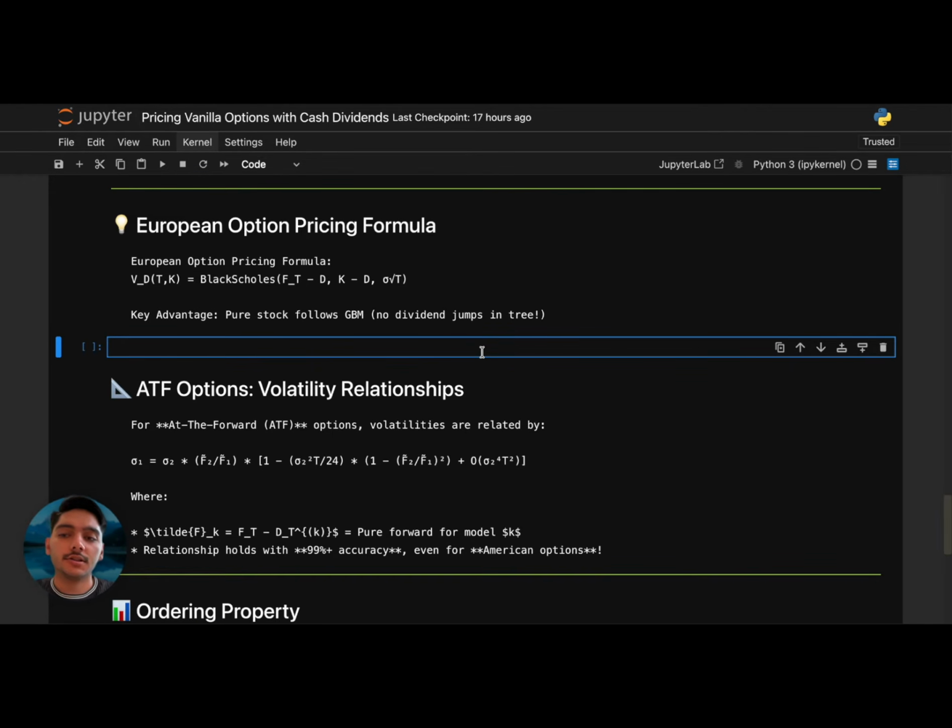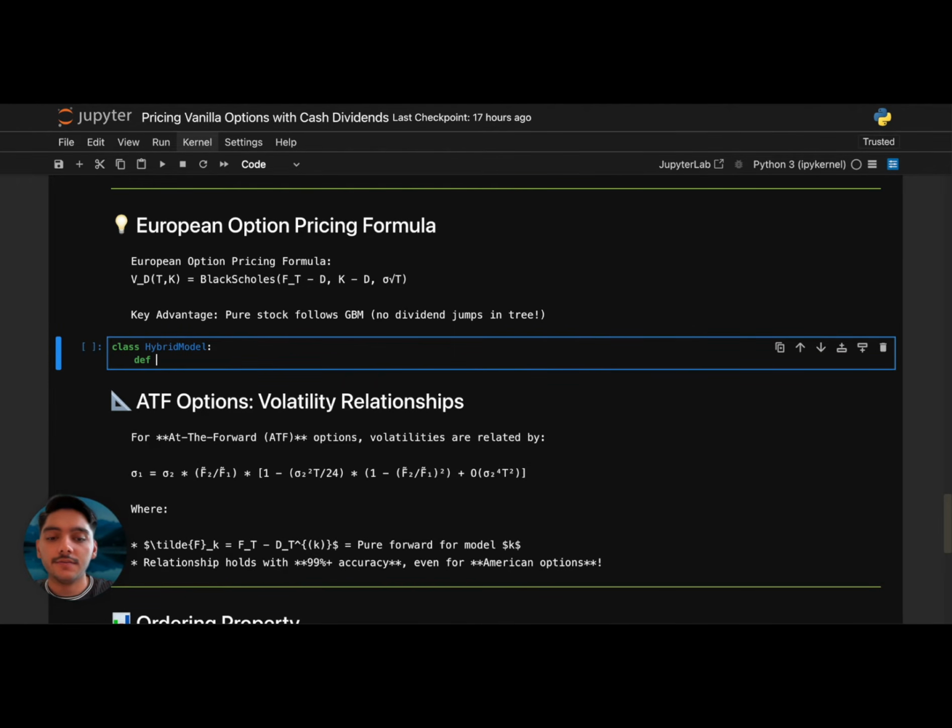So now let's code the hybrid model framework. Let's define the class HybridModel, def __init__, self, S_0, K, T, r, sigma, dividend, dividend_time, and the model_type.